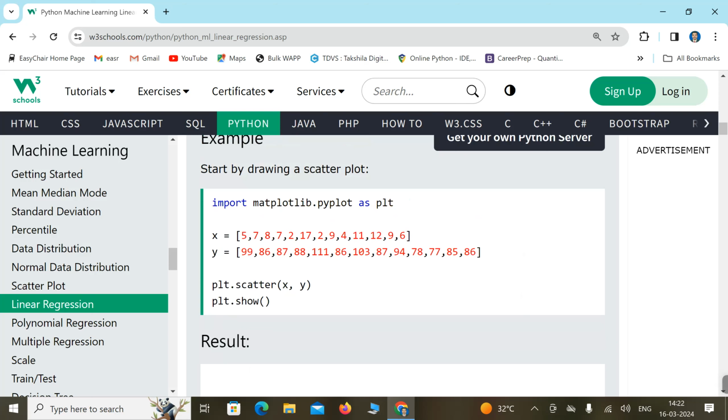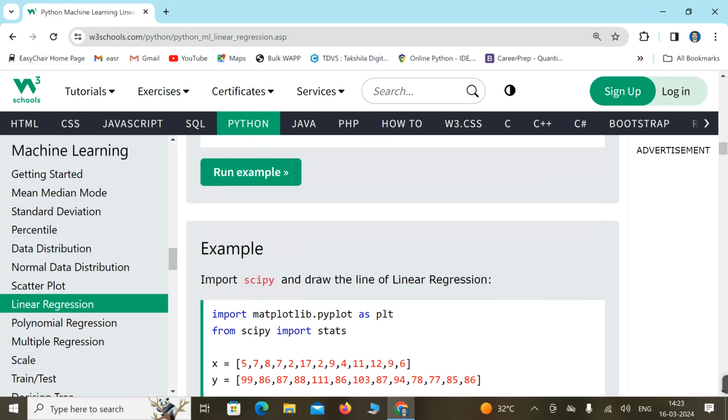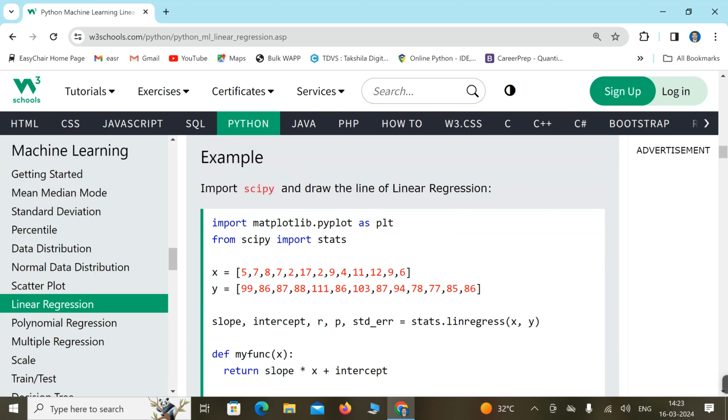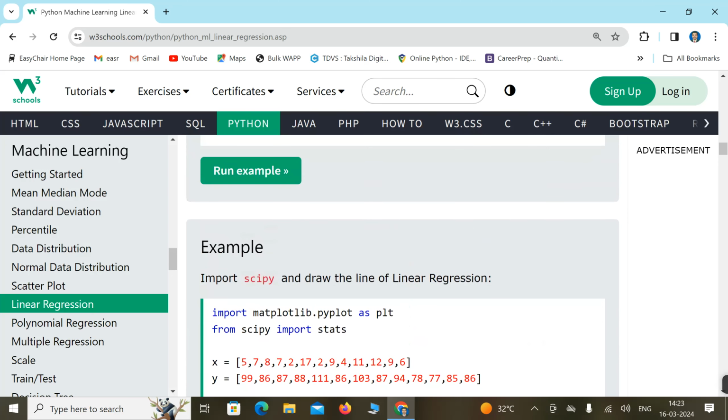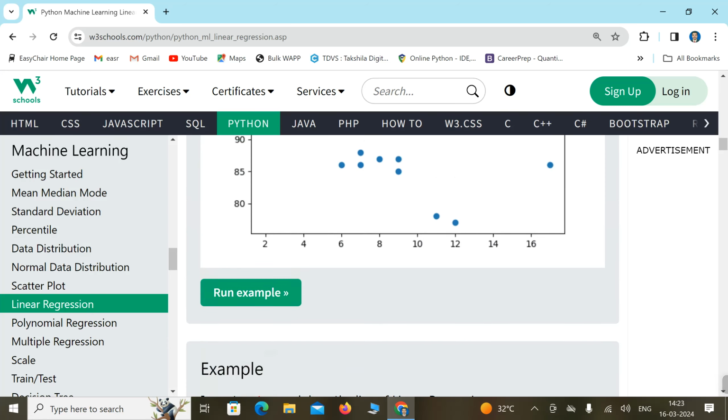Now the question is, this set of data x and y belongs to what type of regression? We have to identify that, right? So here I am using matplotlib, a library file for plotting the graph, and I am using SciPy for drawing a line and for the linear regression. I'm importing SciPy for drawing the linear regression.